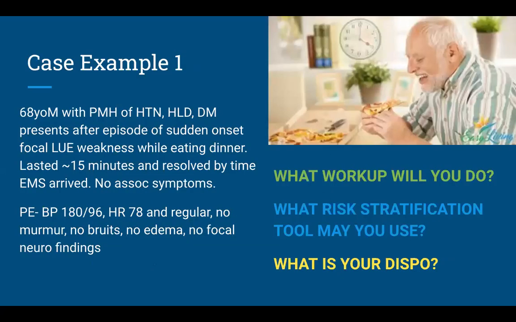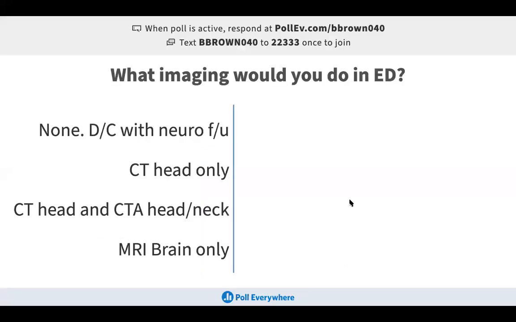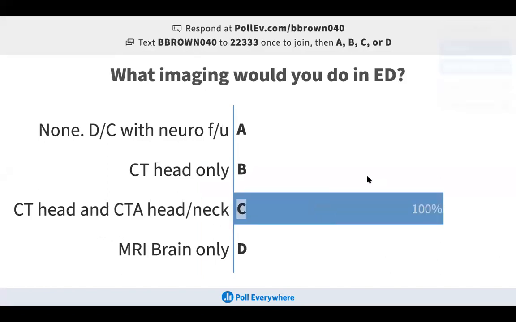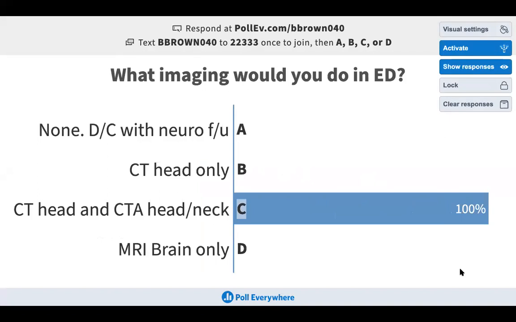All right, so back to our first guy, the 68-year-old that had left upper extremity weakness for about 15 minutes. What imaging would you do? The first option is none, send them home. The second is CT head. Oh, sorry, I forgot to hide the results. But CT head and CTA head and neck is the right answer. So great.